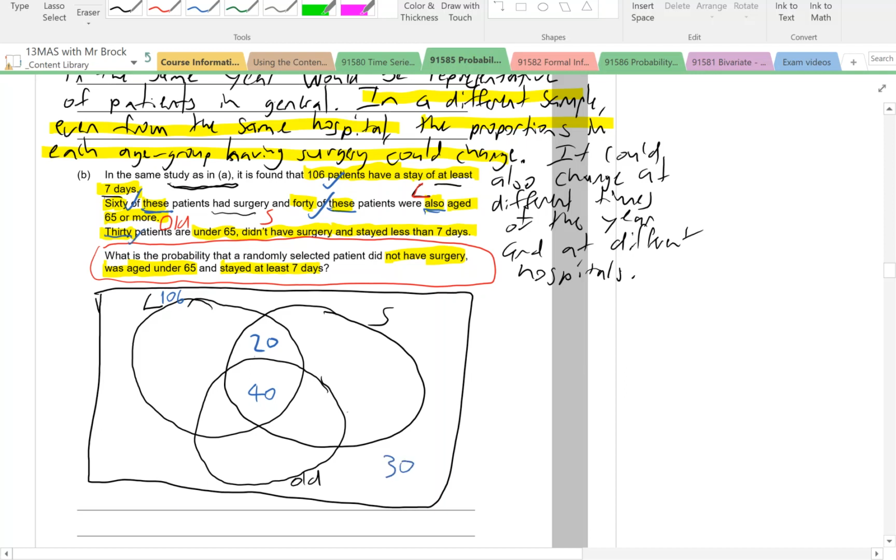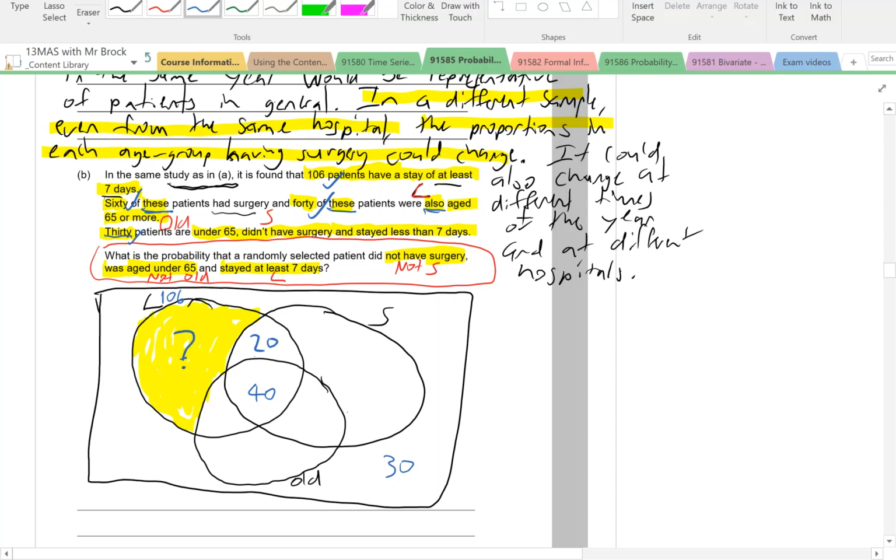Now the question is asking for what? What's the goal? We want to actually shade that in first. So what is the probability that a randomly selected patient did not have surgery, so not in the S circle, was aged under 65, so not in the old circle, and stayed at least 7 days, so they are in the L circle. So the L circle but not S and not old. So that's going to be where? So this zone here, isn't it? So that's the goal we've got to find out.